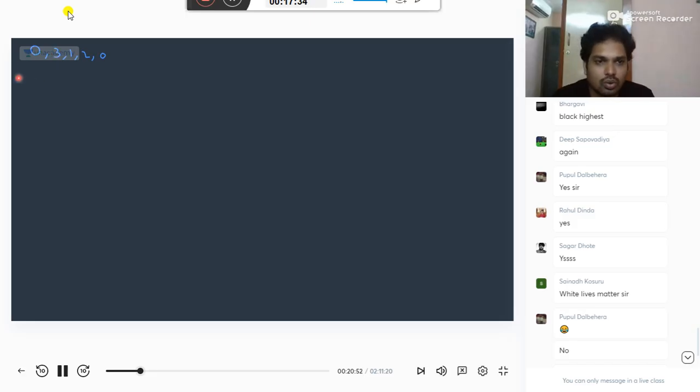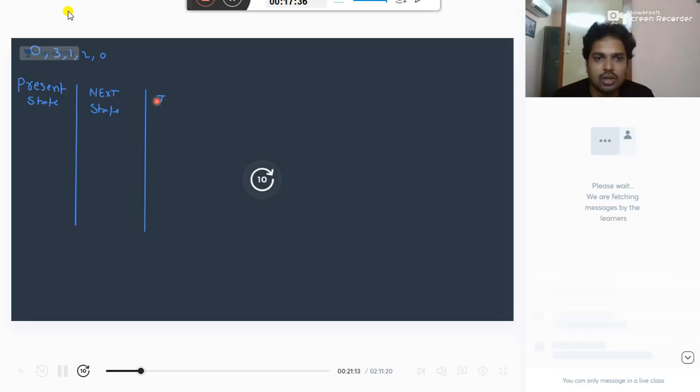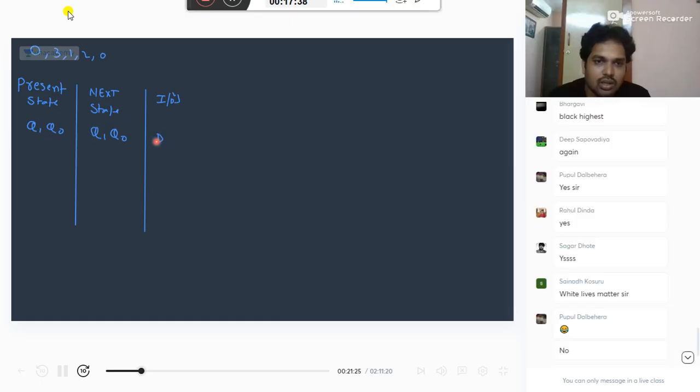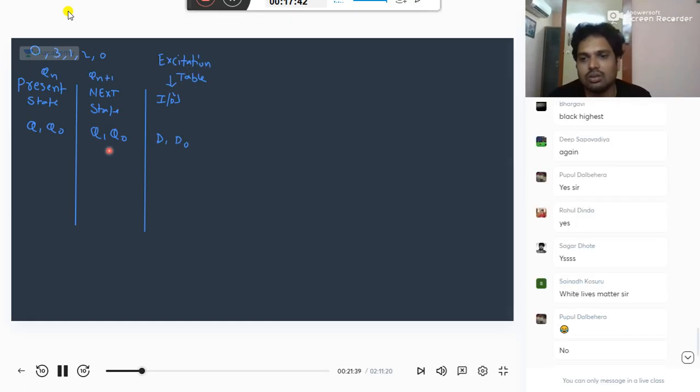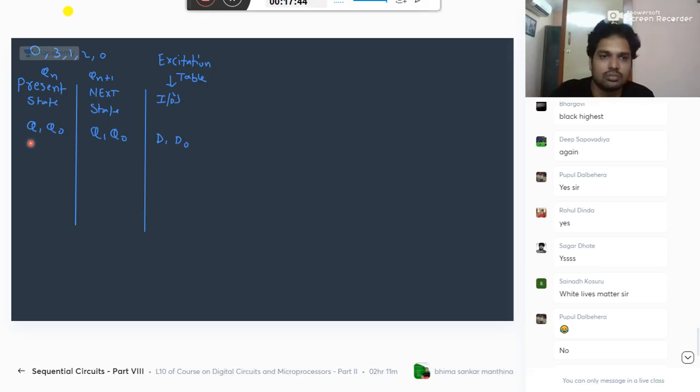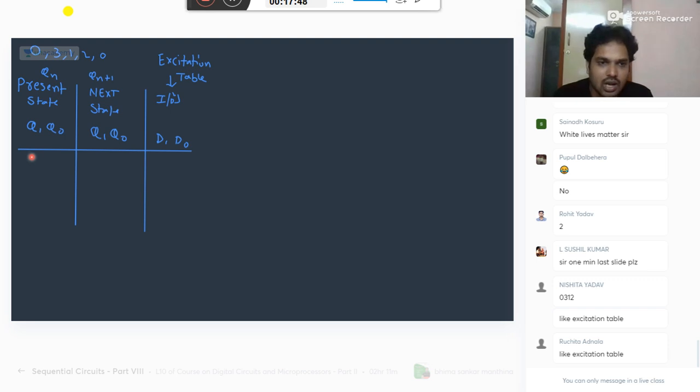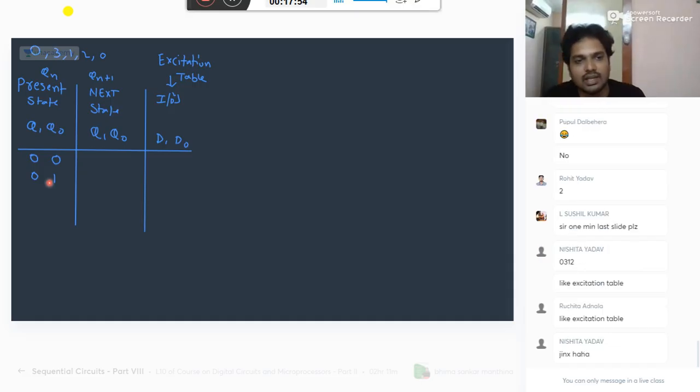What are the inputs? We should fill this with the excitation table, same as the excitation table only. So start with all zeros, next 1, 2. You are designing this, please understand. 2, 3. Okay.